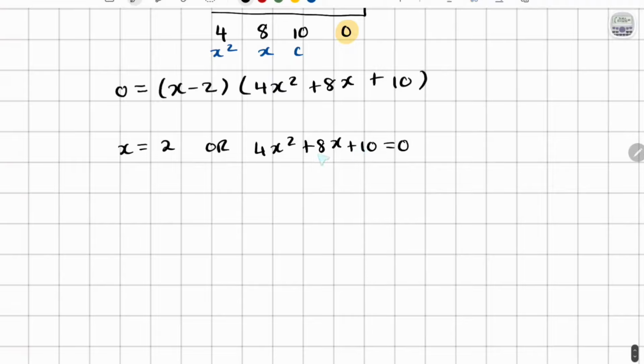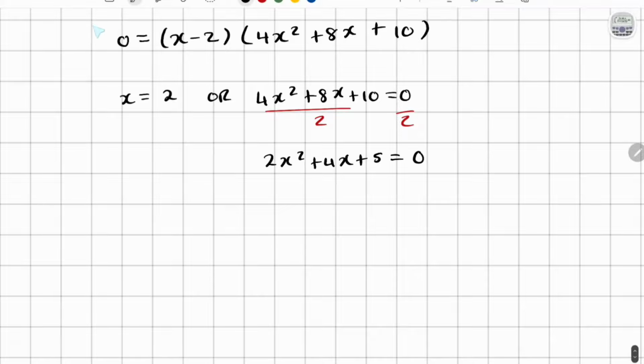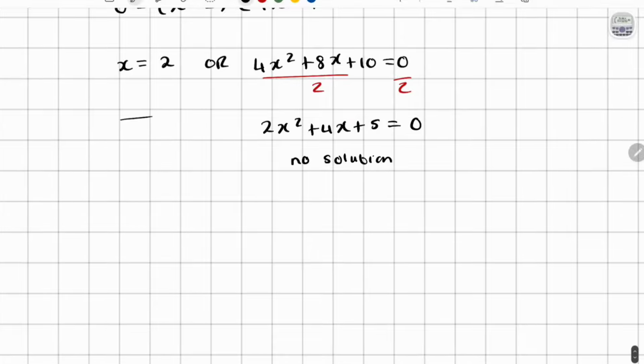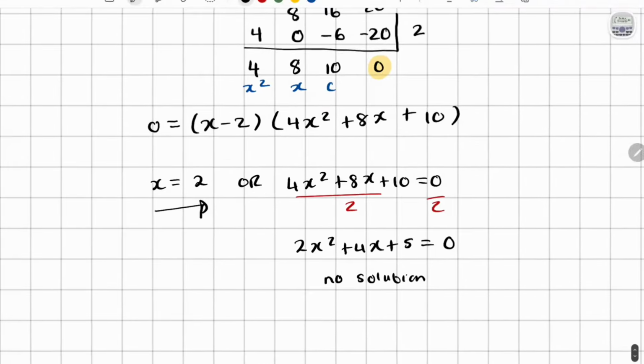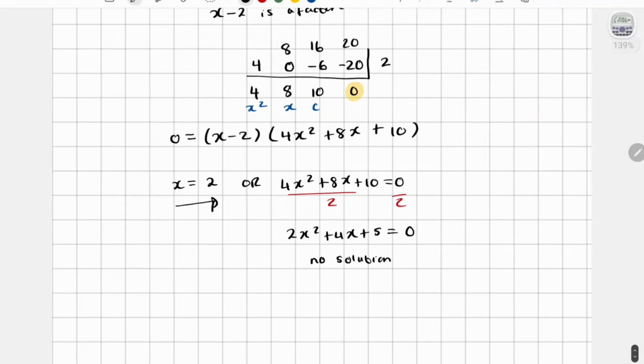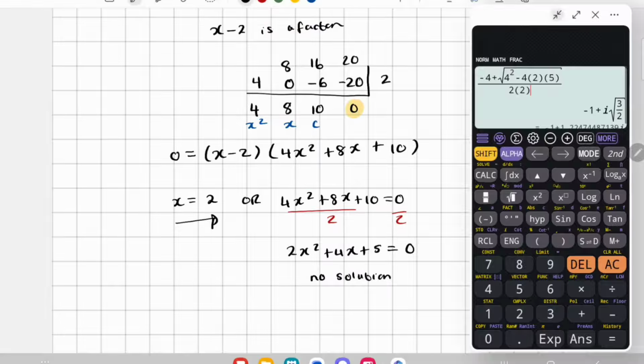Then I see that there's a common factor of 2 all through. So I can divide both sides of the equation by 2. And so we get 2x squared plus 4x plus 5 is equal to 0. Then if you try to factorize this, normally or using the quadratic formula, you will notice that it does not factorize. So it means that there is no solution for this. And again, we have one solution only. x is equal to 2. Since x is equal to 2 is the only solution that we have, we don't even have to test whether it is the one that's going to give us a minimum value or not.